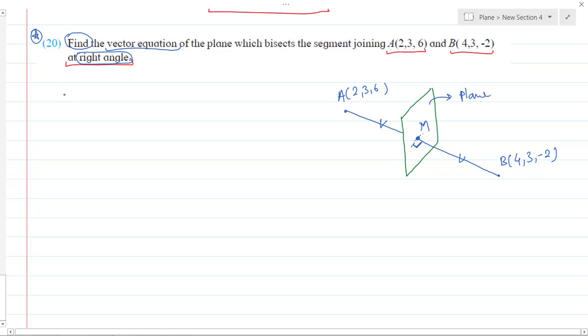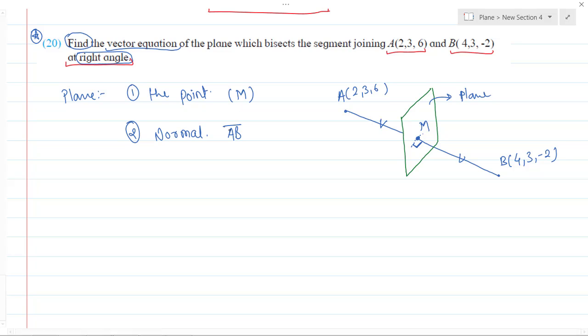Now for any equation of a plane, what do you require? I require two parameters. One is the point through which our plane is passing. Now in this case, can you tell me which point our plane is passing through? This point is nothing but M. The other parameter I require is the normal vector, the vector perpendicular to the plane. From this figure, can you give me the normal vector? This is nothing but AB bar. That's very good, very great. So just by drawing the figure, I'll get the concept.